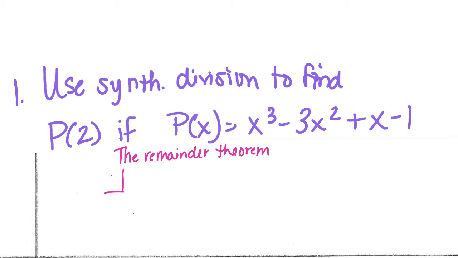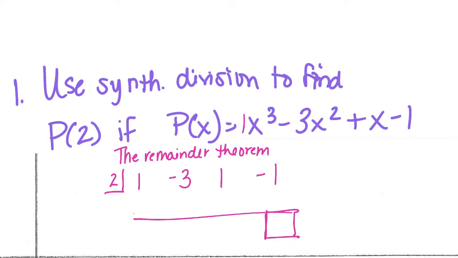So I'm going to take the number 2, and I'm going to use 1, negative 3, 1, and negative 1 to get the answer right here. Drop it, multiply up, add down, multiply up, add down, multiply up, and the answer is negative 3. So if I was to plug 2 in for all these x's, my answer would be negative 3.